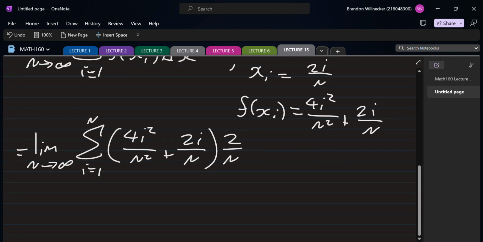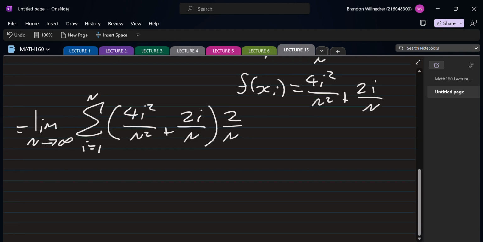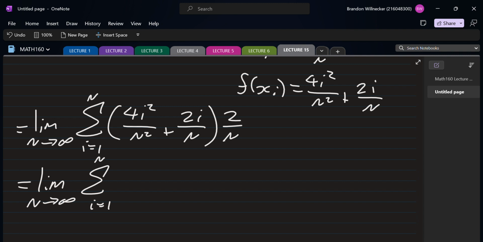Okay, now all we need to do is distribute the delta x inside, take out the constants from the sum, replace the sums with the closed form expressions, we did that last time, and then take the limit. Okay, so first step, distribute. So we're going to have the limit as n goes to infinity, the sum from i equals 1 to n. Okay, we distribute now, so 4 times 2, that will be 8, so we have 8r squared over n cubed.